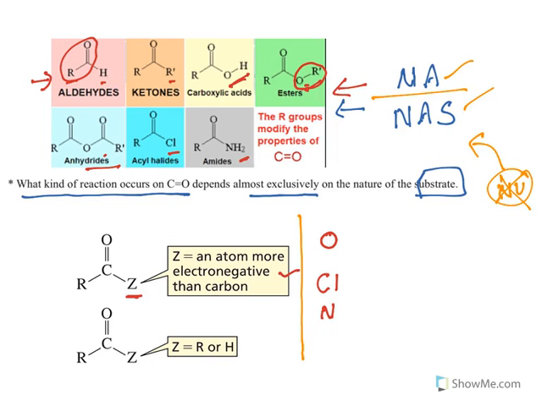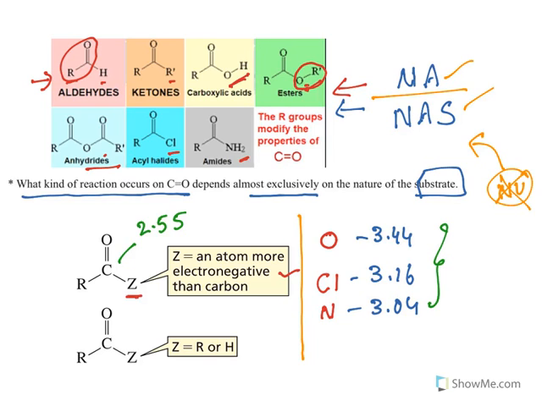When you look at the electronegativities, oxygen's electronegativity is 3.44, whereas chlorine's is 3.16, and nitrogen's is 3.04. Do you remember the electronegativity of carbon? It is only 2.55. So to this carbon, all atoms which have higher electronegativity are attached in this group.